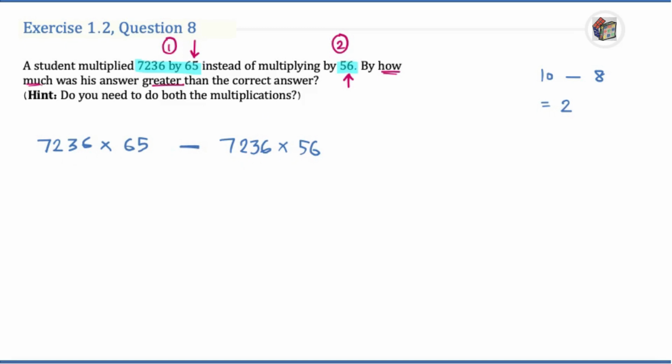Now, do I need to actually do both these multiplications? They have written this down here as a hint. They're asking, do you need to do both multiplications? No, you don't need to. You have to use the distributive law. Here's what that means.